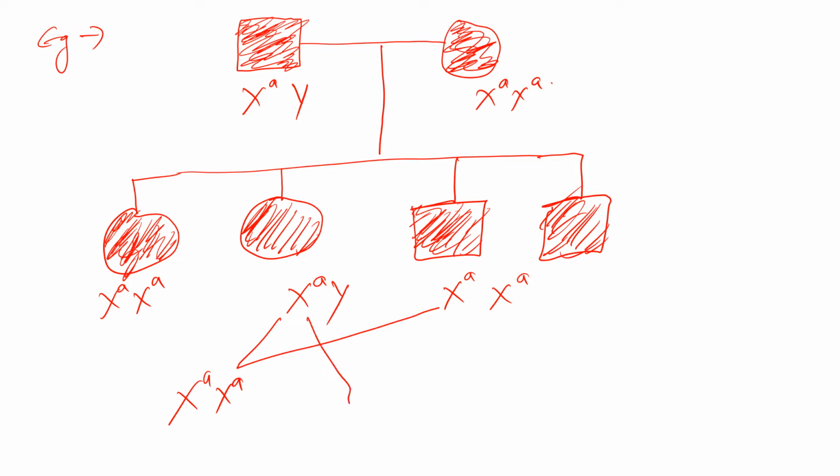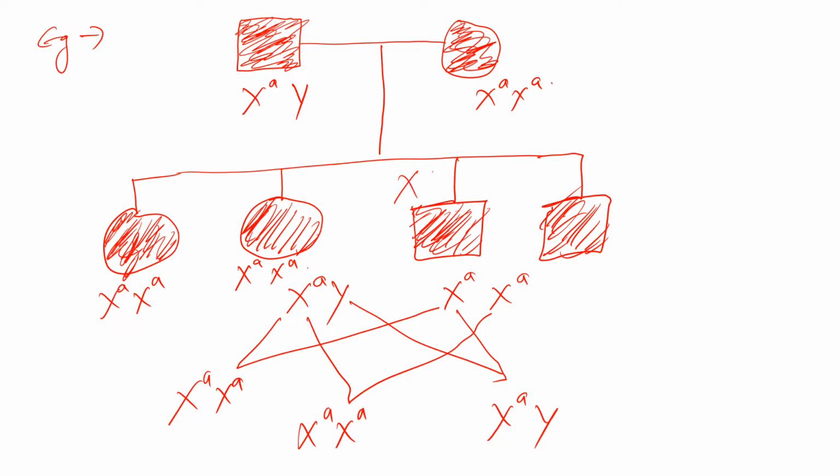And then again this X with this X, both are homozygous recessive, so this one will be affected. And then this Y with this X, it's this one. Since the son is having the recessive allele of the X chromosome, he will be affected. And then again this Y with this X, XA and Y.